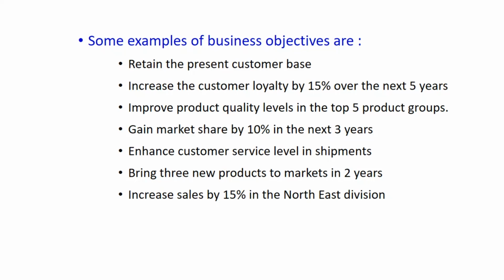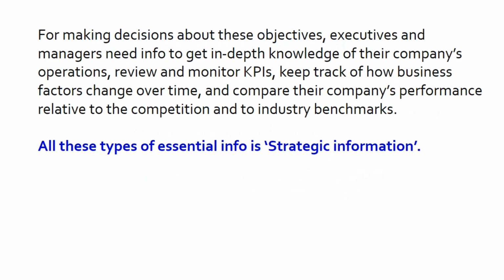The company wants to retain the present customer base and increase customer loyalty by 15%. Now this is what they have targeted over the next 5 years. They want to increase customer loyalty by 15%, improve product quality levels in the top 5 product groups. So the company could have say 100 types of products, but there are top 5 product groups which are most sellable, so they want to improve the quality level, gain market share by 10% in the next 3 years, enhance customer service level and shipments, and bring 3 new products to market in the next 2 years. All this is nothing but making decisions about the objectives.